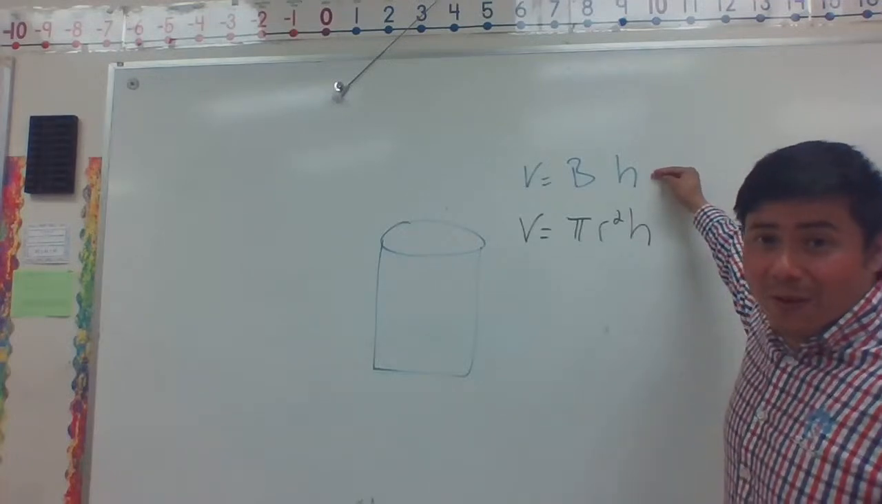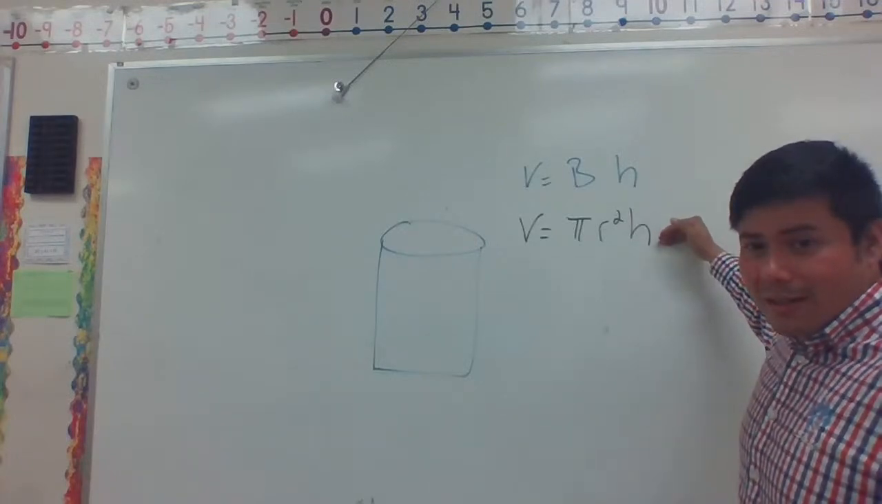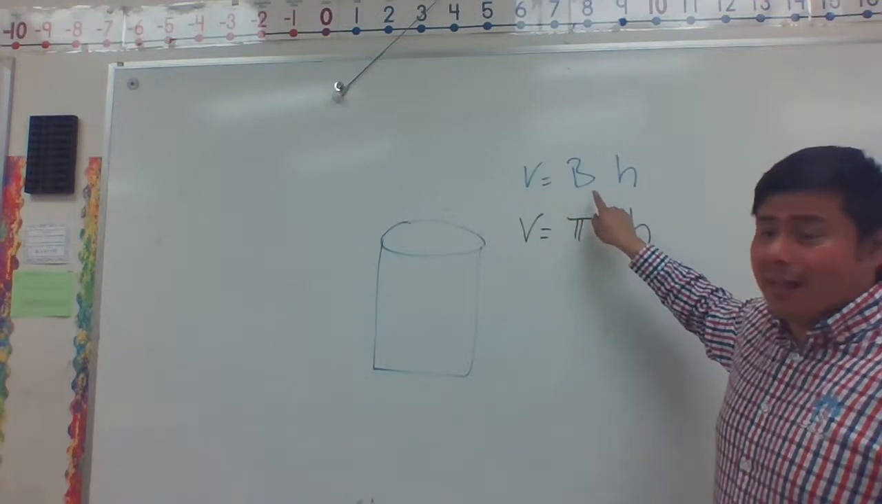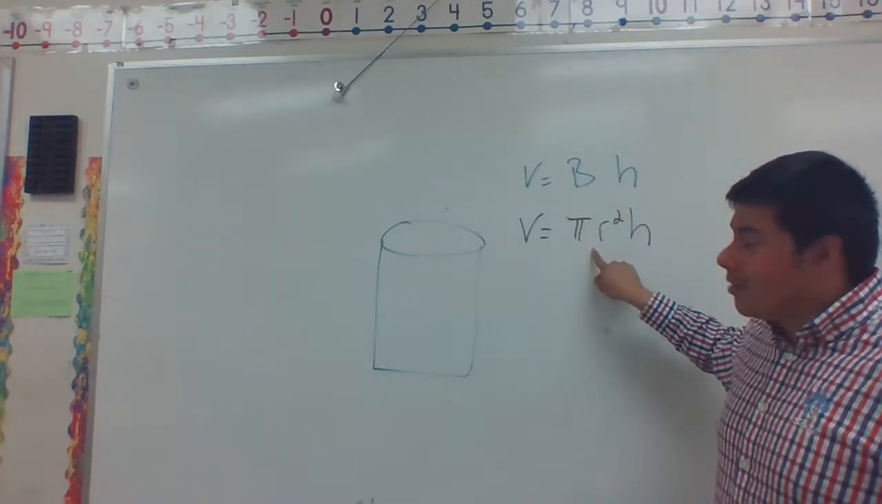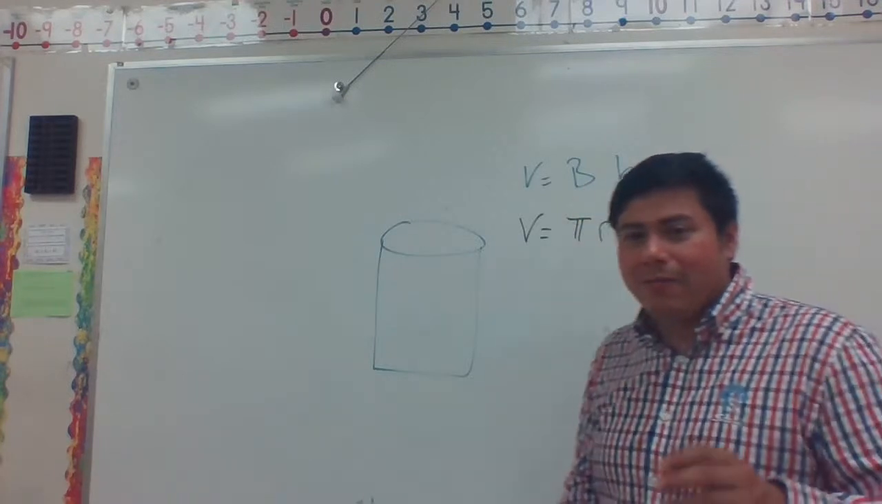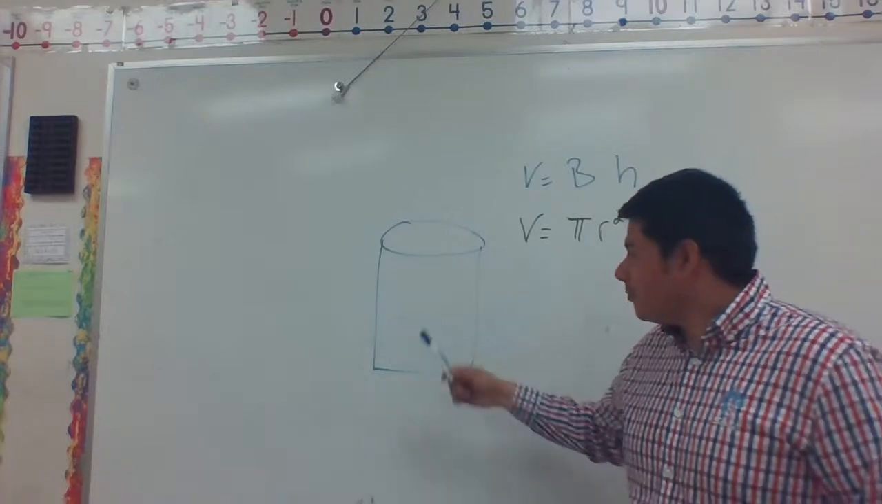This is not really that useful. This is the one you need. Does anybody know why? I did mention that before. Why is it that this becomes this? Why does this B become this part? Okay, I'll give you a second to think about that.